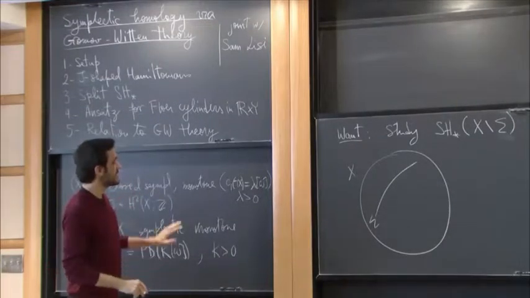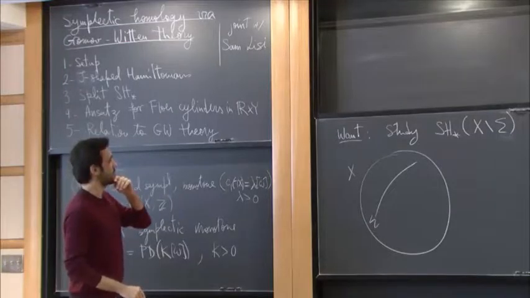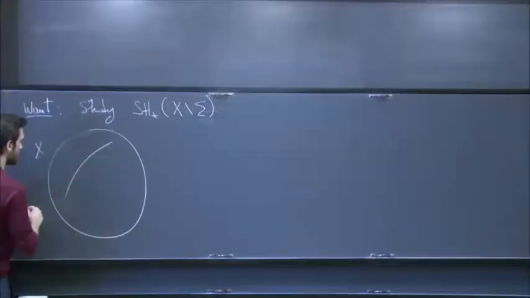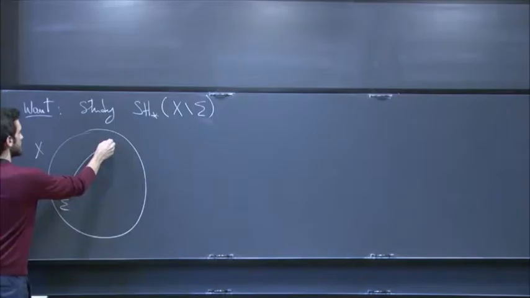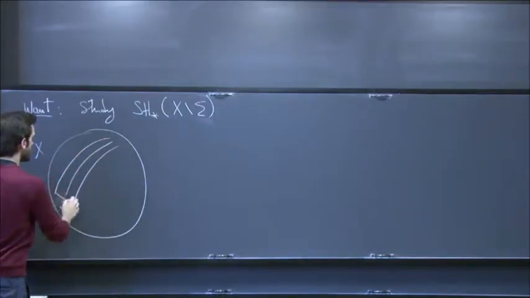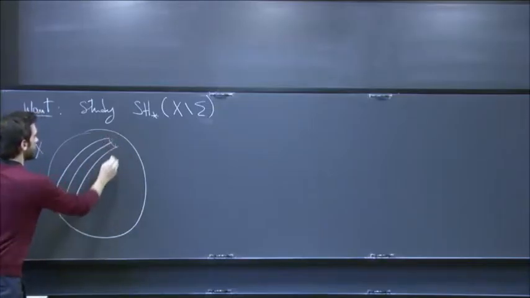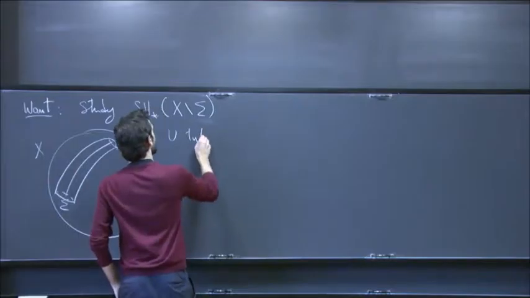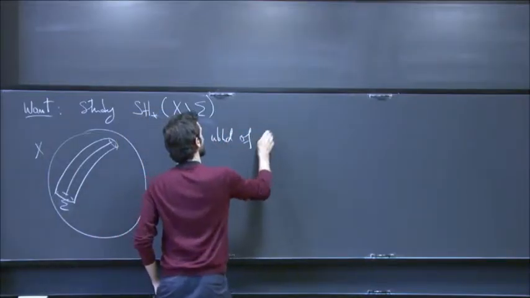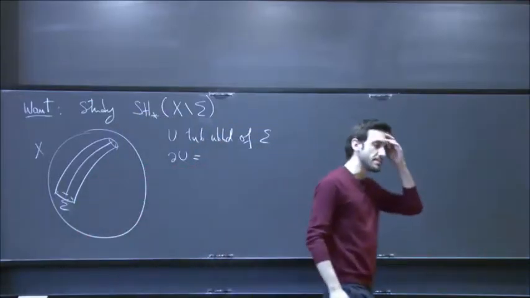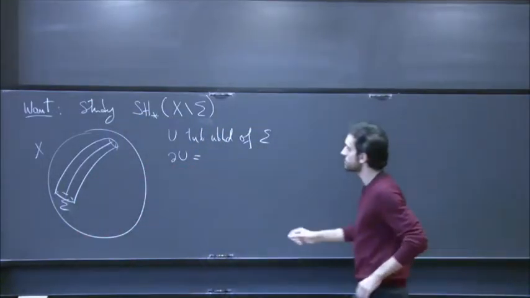Just before I continue, let me say a little bit more about what happened. What I'm going to say is that in this case, I can choose some small tubular neighborhood of sigma, such that I can put myself in the position that the boundary of U is a contact manifold.